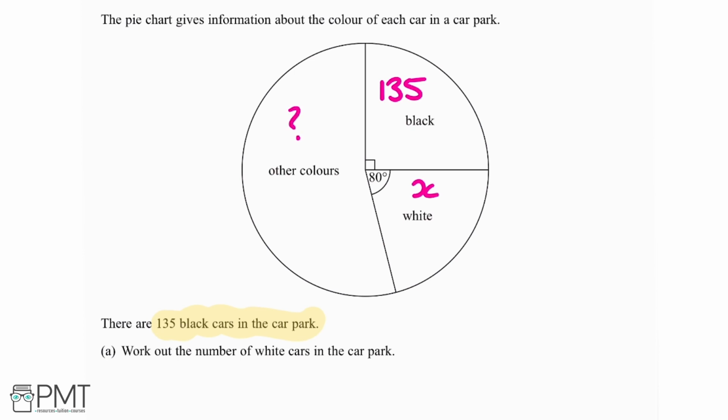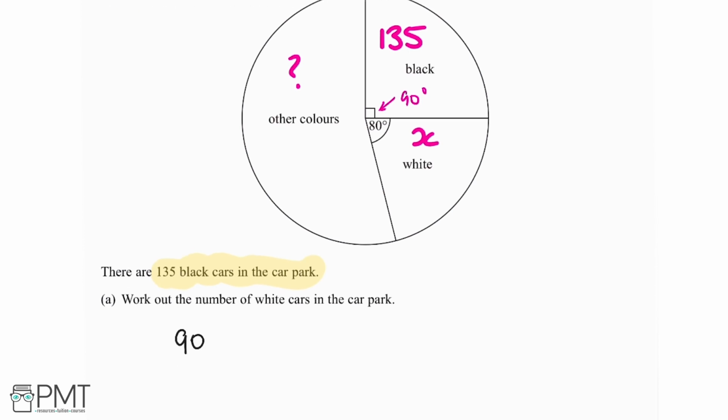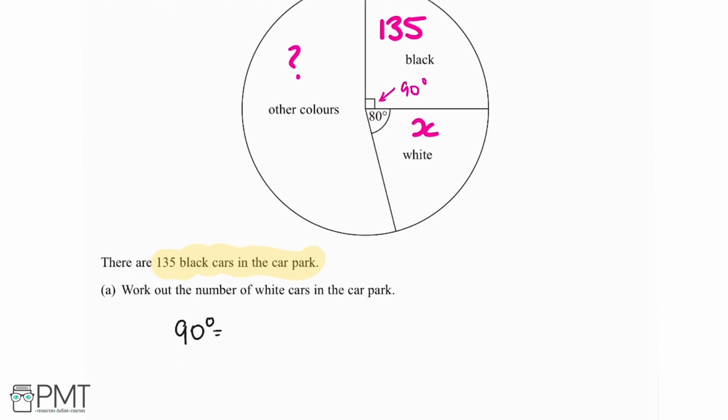So now we're going to look at the angles in the pie chart. So in the black section here, we can see it's 90 degrees, because this symbol here means 90 degrees. So I can say that 90 degrees equals 135 cars. Now if I divide both sides by 90, I'll get that 1 degree is equal to 1.5 cars.